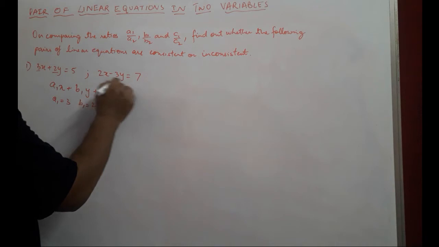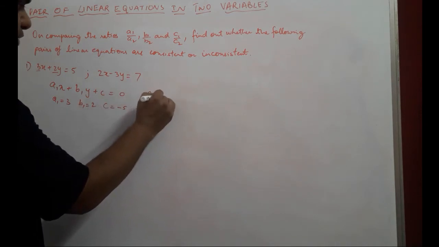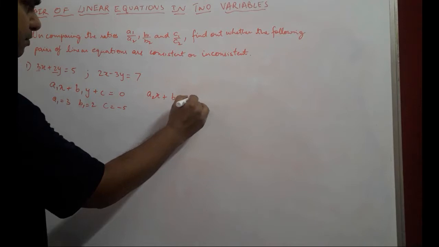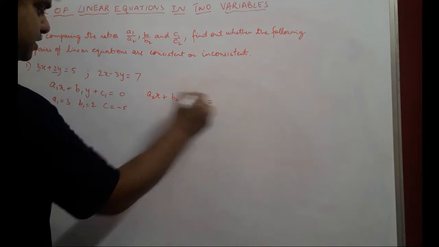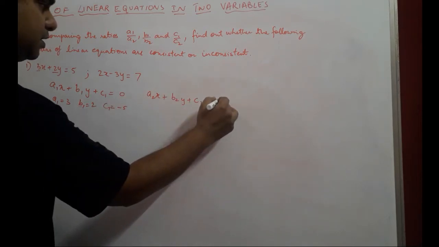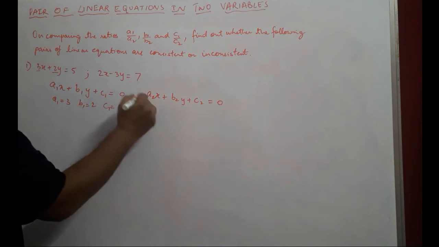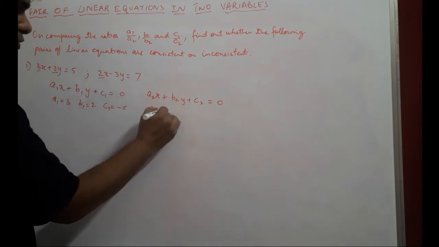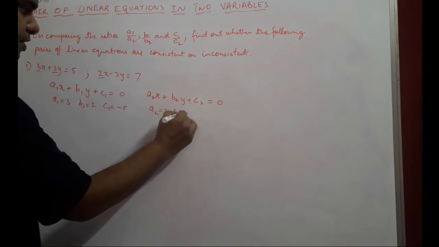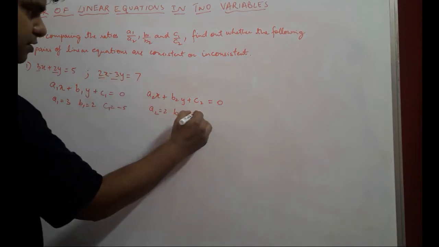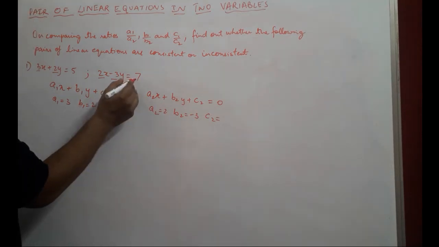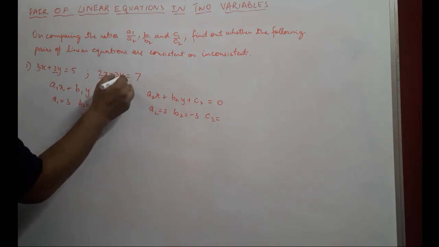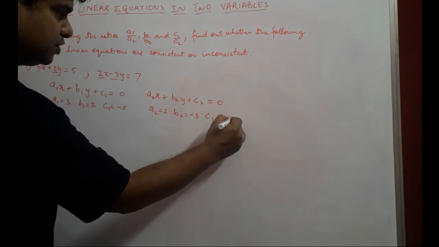Similarly over here, if we compare this to a2x plus b2y plus c2 equal to 0, then a2 will be equal to 2 and b2 will be equal to minus 3. And c2, since this is positive 7 but on the right hand side of the equal to sign, when we bring it to the left hand side it will become negative, so c2 will be equal to minus 7.